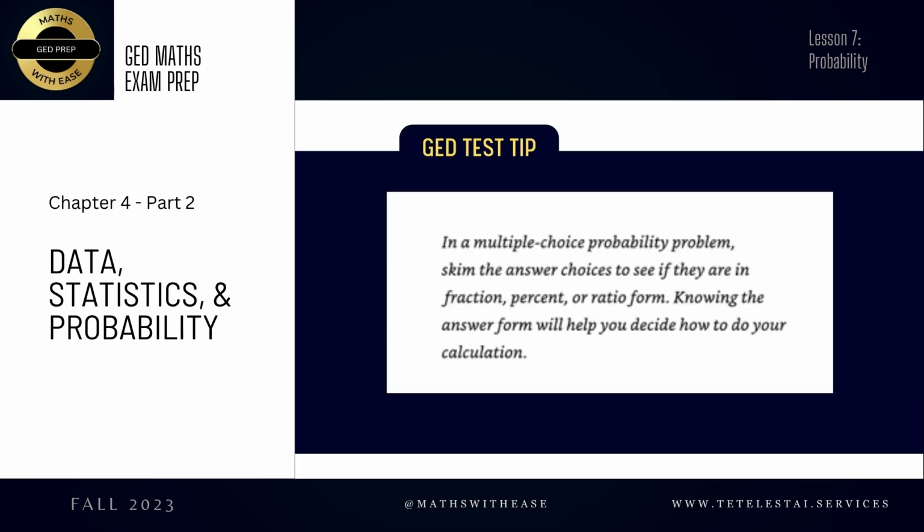So in a multiple choice probability problem, skim the answer choices to see if they are in fraction, percentage, or ratio form, because knowing the answer form will help you decide how to approach your calculation, or how to present your final answer once you're done with your calculations.